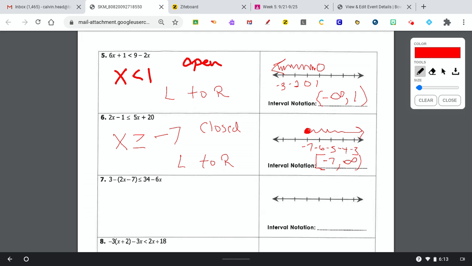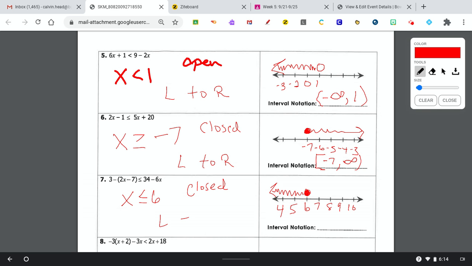Okay. Let's do number 7, then we'll be done. So I have x is less than or equal to 6. We know this is going to be a closed circle. So let's graph it. So I have 6, 5, 4. Closed circle on 6. It's going to the left.